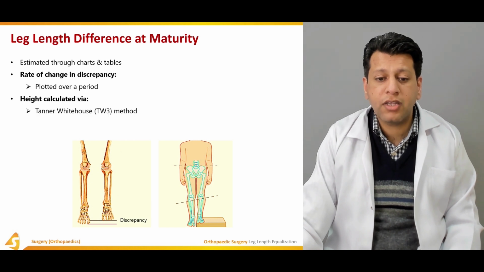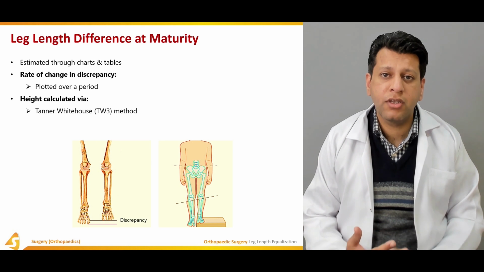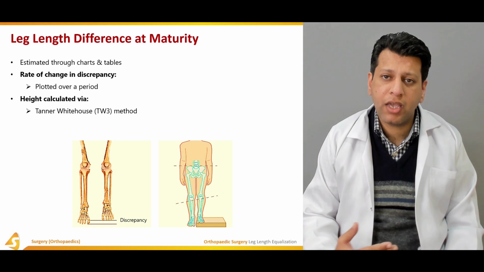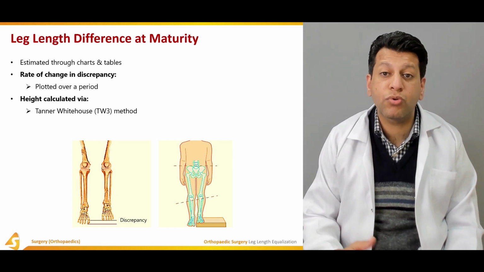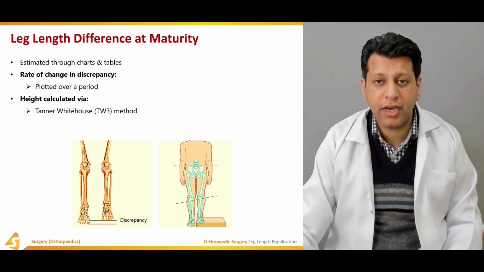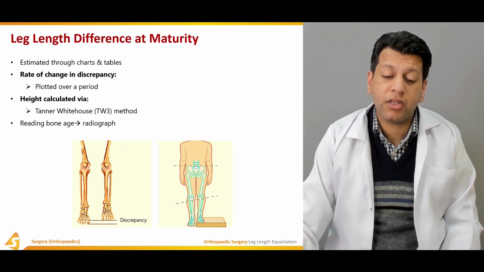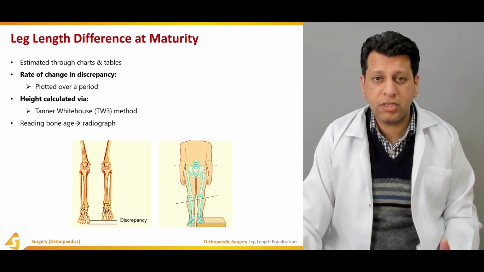The Tanner-Whitehouse method is they take the radiograph of the hands and they calculate the radiological and chronological bone age. By calculating that, they calculate how much bone growth will occur and how much limb length discrepancy would be present at adult age. That is also one of the methods, but the other method is very simple. That one is called simply the estimation method.